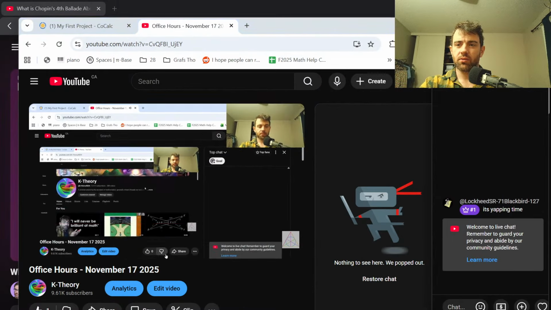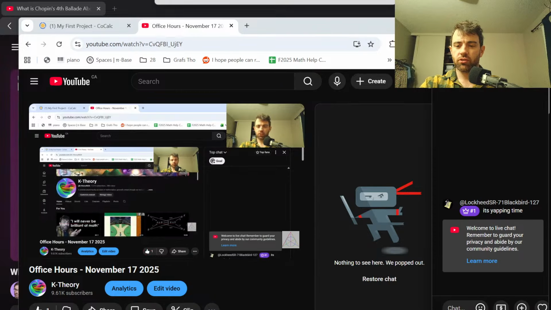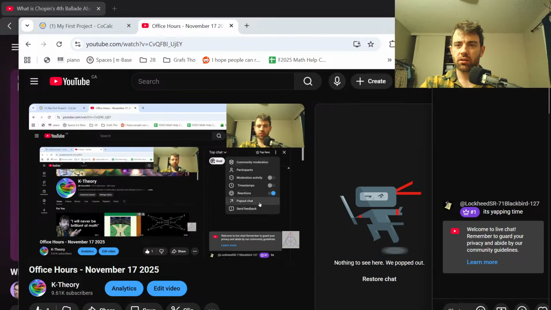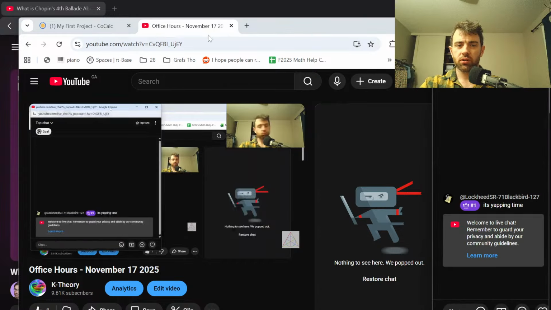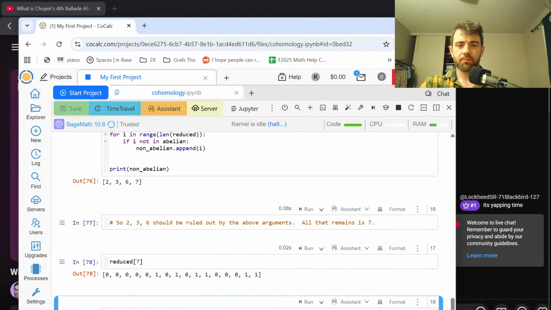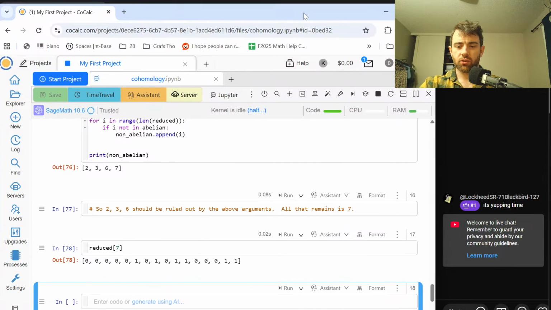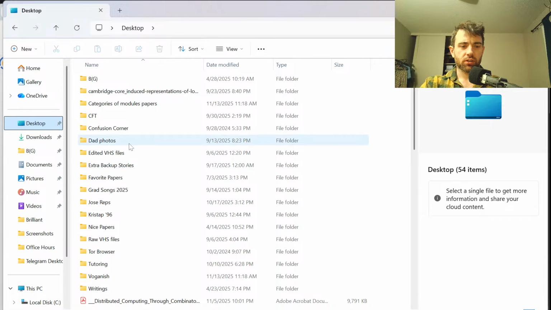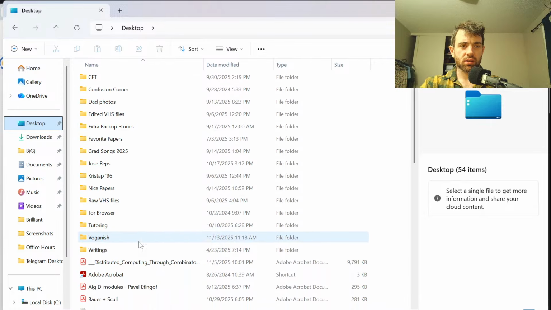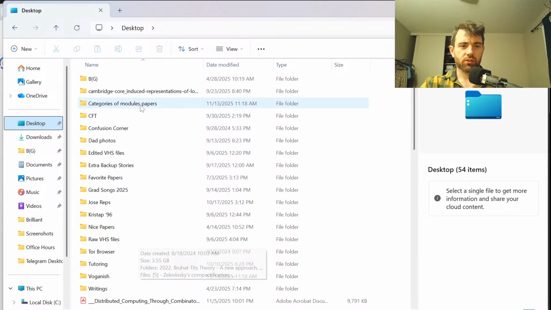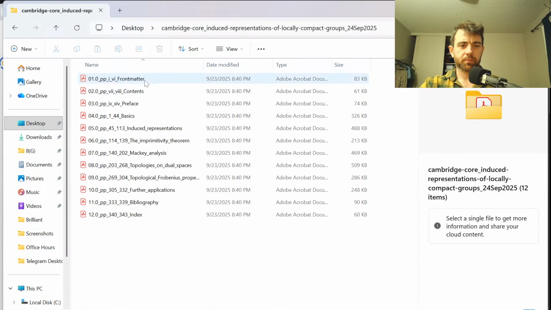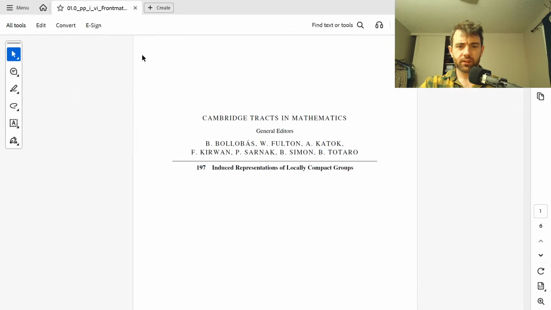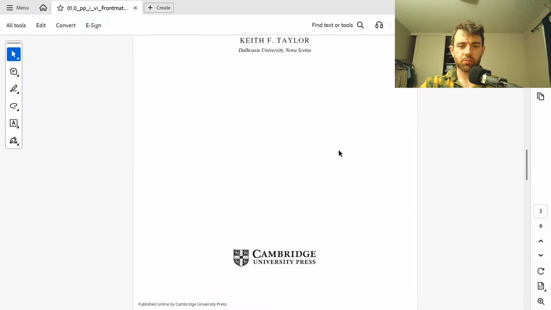Yeah, time to yap. There's a book. Since someone was talking about the orbit method yesterday, it got me thinking about this book that was mentioned in this orbit method reading group seminar that I've been in. Where is it? This is the book. Front matter. Let's take a look. Induced representations of locally compact groups. That's what it's called.